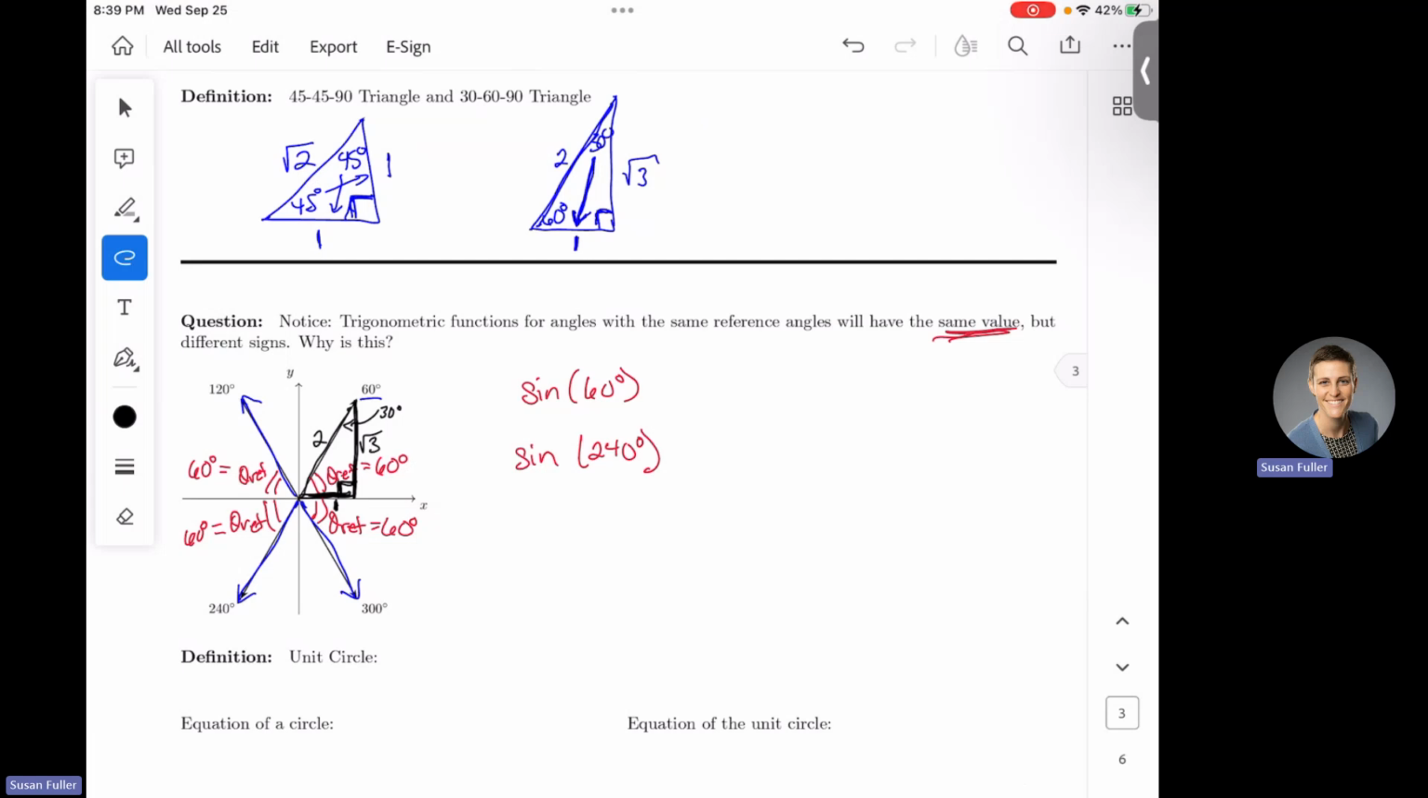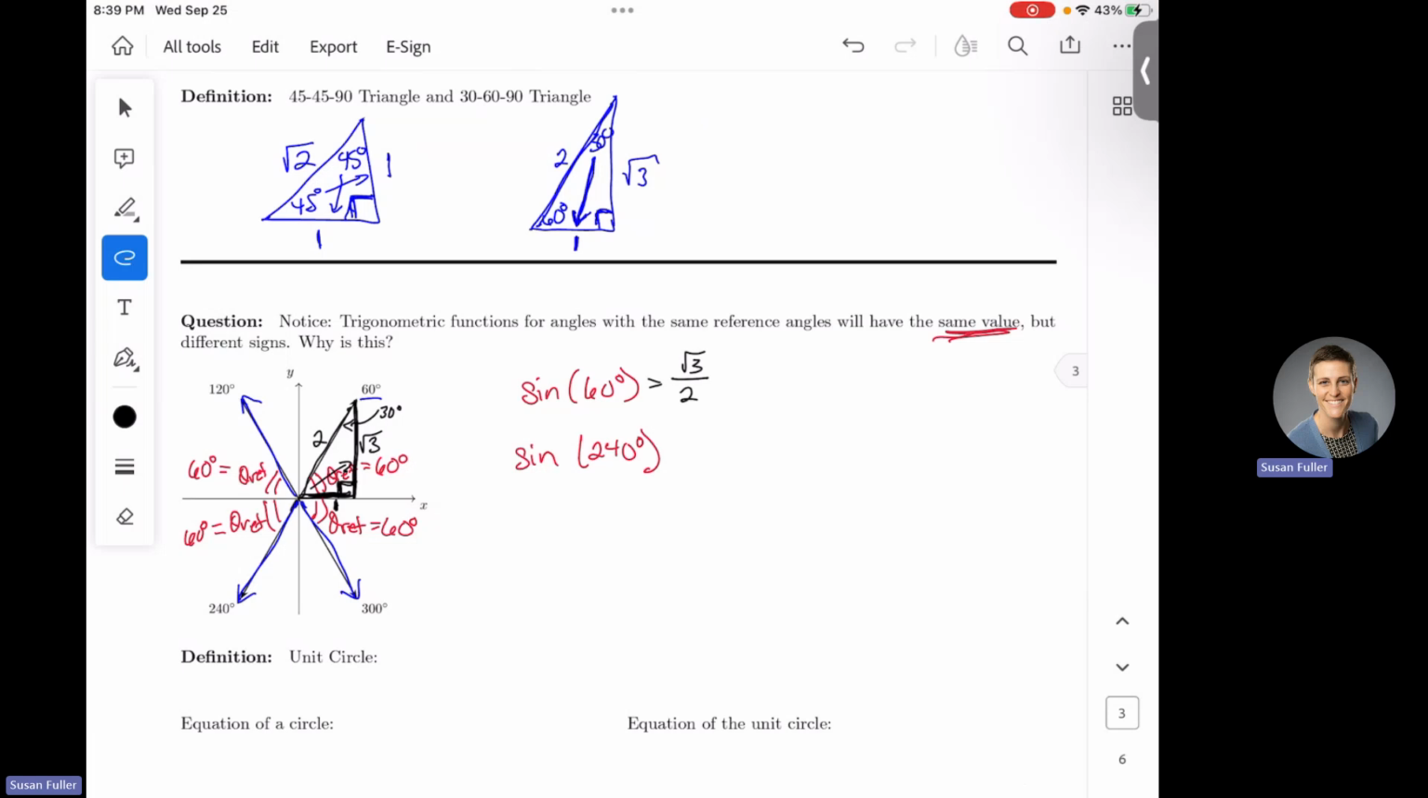So what's the sine of 60 degrees? Well, it's the opposite side, root 3, over the hypotenuse of 2. Okay, great. Now, what if I wanted to find the sine value of 240 degrees?